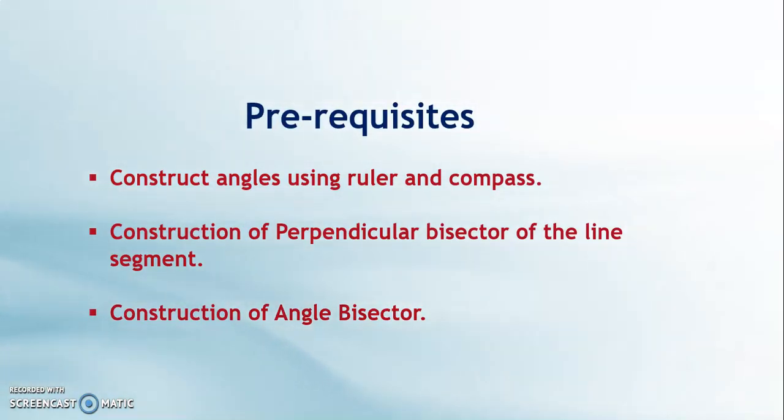Now you need to know how to construct angles using ruler and compass. As you know, students, we need to construct two base angles: angle Y is equal to 45 degrees and angle Z is equal to 60 degrees. And you need to know how to construct the perpendicular bisector of a line segment, because two times we have to construct perpendicular bisectors in this construction. For two different line segments, we need to construct perpendicular bisectors. So you should be aware of the procedure of constructing the perpendicular bisector of the given line segment. And you need to know construction of angle bisector too.